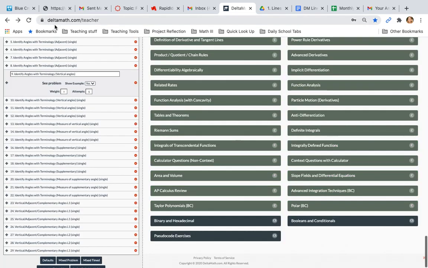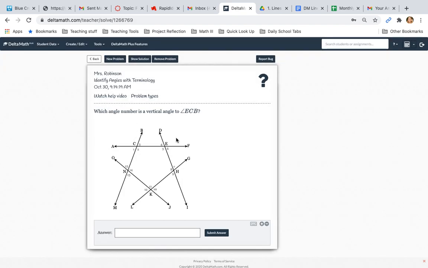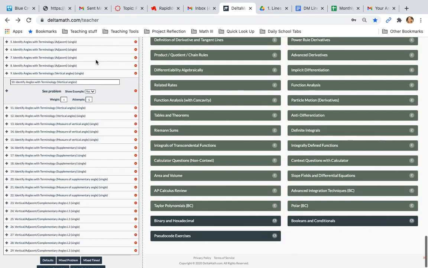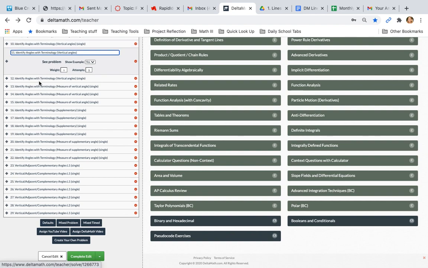And I'll just do one more with you. Make sure you're clear on that. For number 10, which is vertical to ECB, here's E, there is C, and there is B. ECB is represented by number 3, and vertical to 3 is 1. So again, this is really just about making sure we're clear on vocabulary so that we can do calculations in our next lesson. All right, so you'll do 2 vertical on your own.